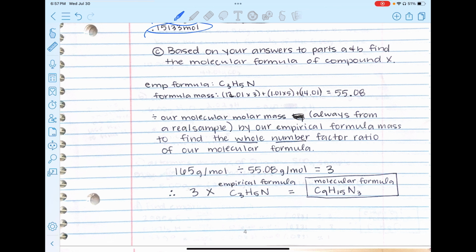So I'm going to figure out what the formula mass of our empirical formula was. What's the empirical formula mass? I'm going to take 12.01, that's our mass for carbon from the periodic table, times 3 carbons. Doing it again for hydrogen, 1.01, there's 5 of those, so multiply by 5. And nitrogen, we only have 1 of those, so we're going to add the 14.01 to the total of the others.